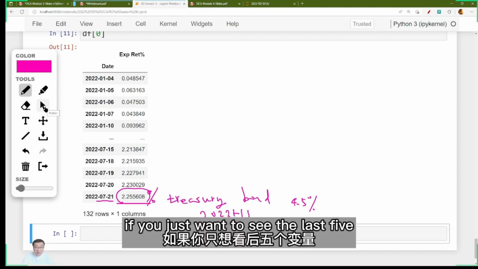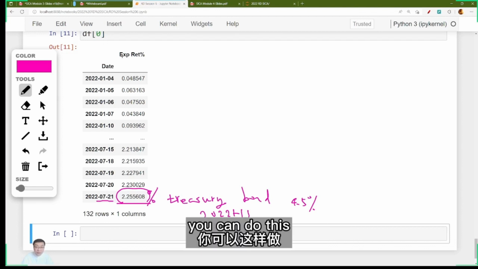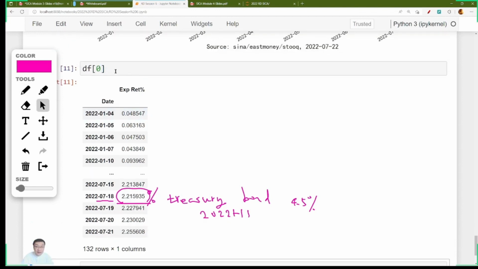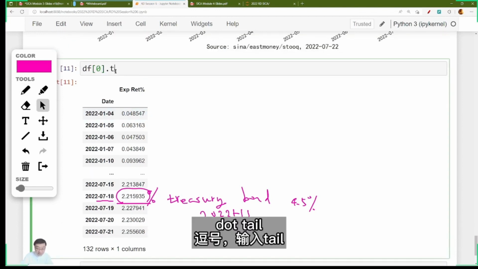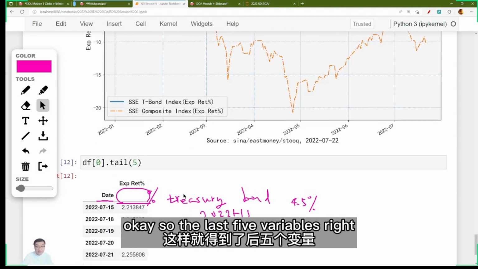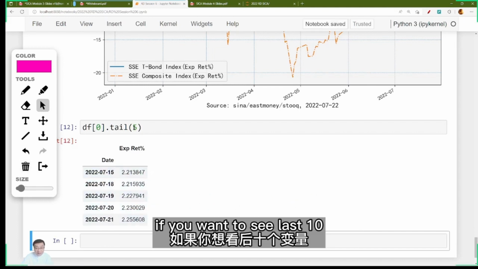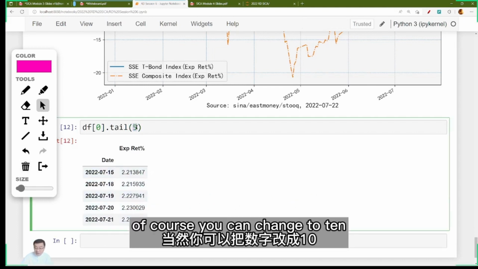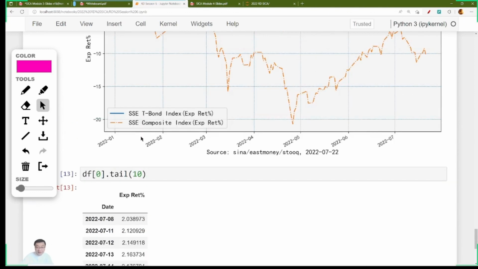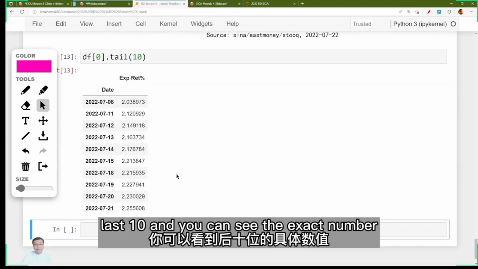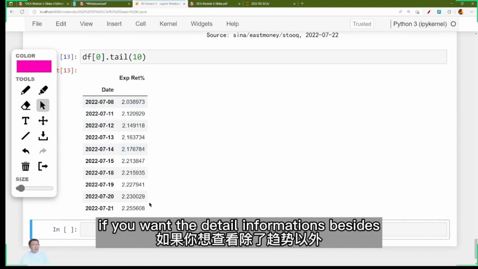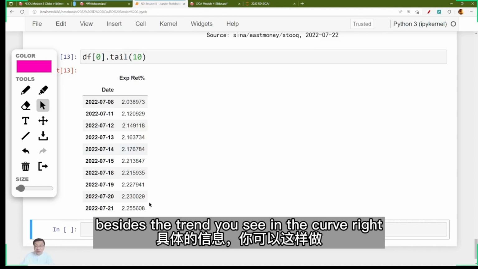If you just want to see the last 5, you can do this. Last 5, okay? Dot tail 5. Okay, so the last 5 variables, right? If you want to see last 10, of course you can change to 10, right? Last 10. Then you can see the exact number, if you want the detailed information besides the trend you see in the curve, right?